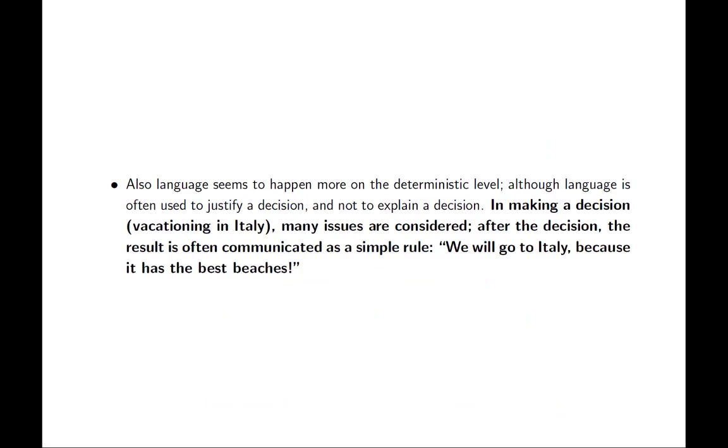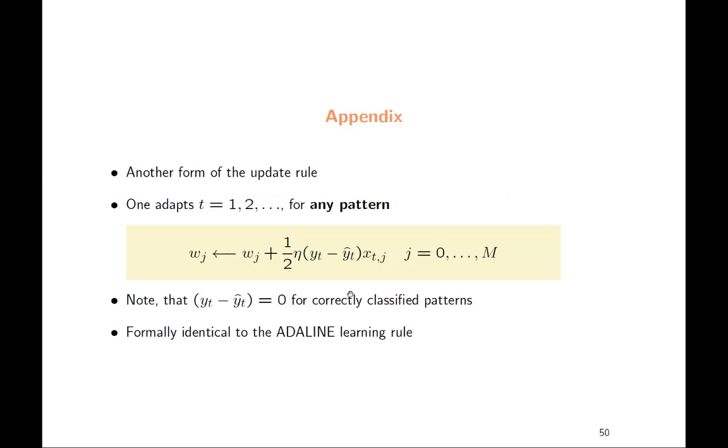Yeah, and also language seems to be happening more in a deterministic setting, but there's some reason to believe that also humans don't necessarily use these rules for making a decision, but more for arguing or justifying the decision. It's not because, oh, I feel like I should go to Italy. Maybe that's a pattern recognition problem. It's more like, oh, we will go to Italy because it has the best beaches, which is a simple rule again. But it's not clear how often we really follow these rules.